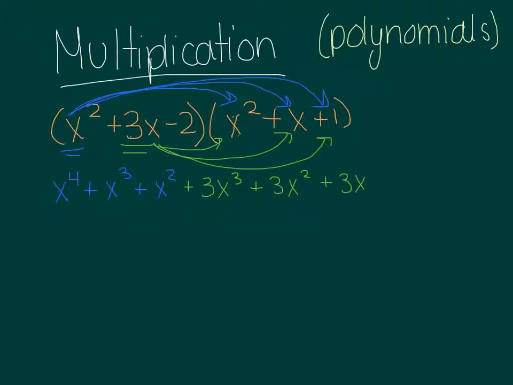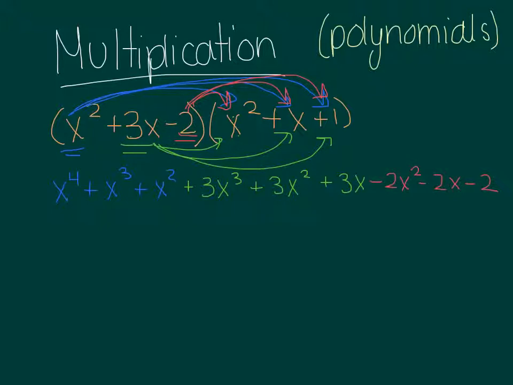Now I'm almost done. I'm going to take my last term in the first polynomial, and I'm going to multiply that with each term in the second polynomial. So I've got minus 2x squared, minus 2x, minus 2. And now if I had more terms in the first polynomial, I would continue doing this, taking each term in the first polynomial and multiplying it with each term in the second polynomial. So now I've got this long string of stuff, and I've got to combine my like terms.